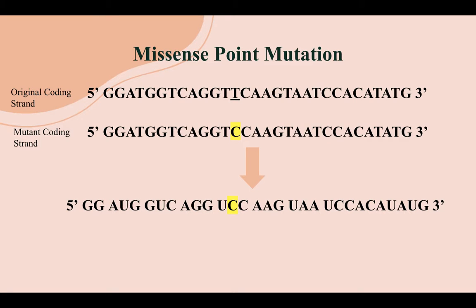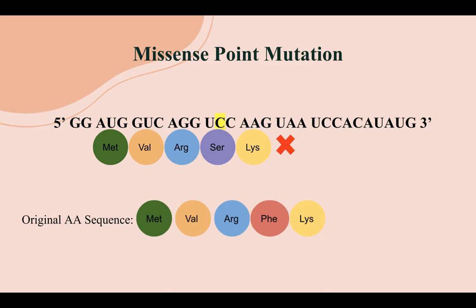We will now change the thymine in the wild-type coding strand to cytosine. This is a transition since T and C are both pyrimidines. Now looking at the amino acid sequence from the mutated mRNA, we can see that phenylalanine from the original sequence has changed to serine. This is a missense mutation because it changes one of the amino acids in the sequence.